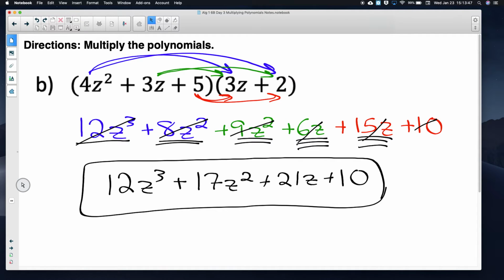The big concept here, guys, ladies and gentlemen, is just to make sure when you multiply polynomials, you're distributing correctly. So make sure you're watching your positives and negatives. Make sure you watch those signs. And then at this step, always combine your like terms and write your polynomial in standard form.